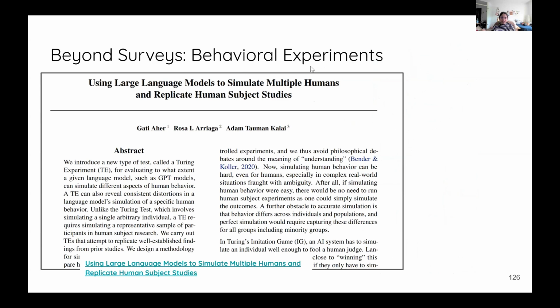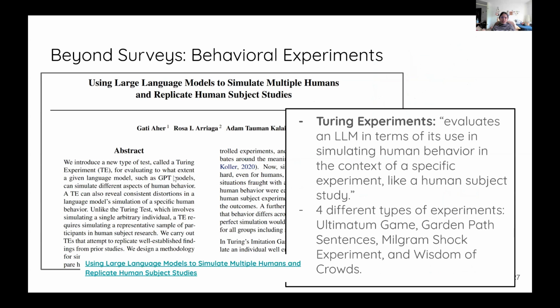There are these behavioral experiments that one could do with LLMs. This paper came up with this idea of Turing experiments, of using LLMs to simulate human behavior in the context of experiments. And then they tried all of these different experiments, like the ultimatum game or the Milgram shock experiment.